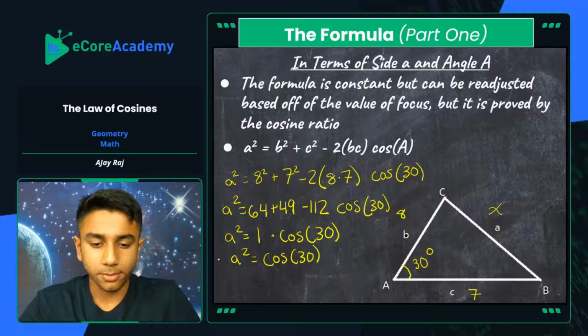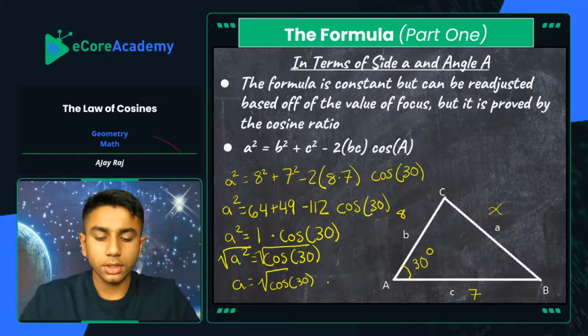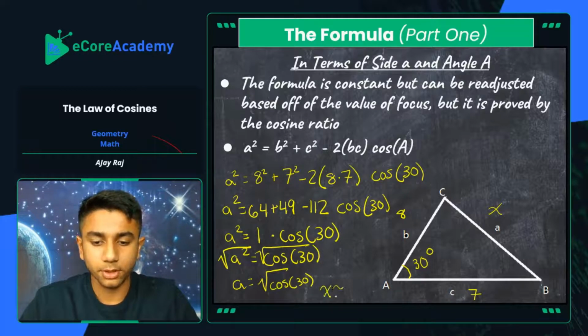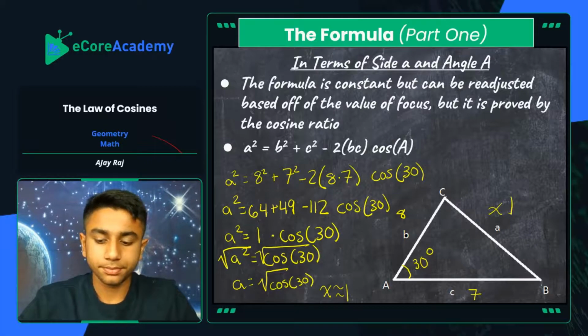And then we're going to square root both sides of this equation. So a equals the square root of cosine of 30. And then the actual value is just going to round to 1. So that means x is approximately 1. Side length there is approximately 1. All right, let's move on.